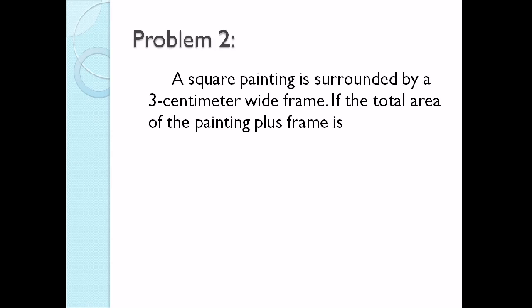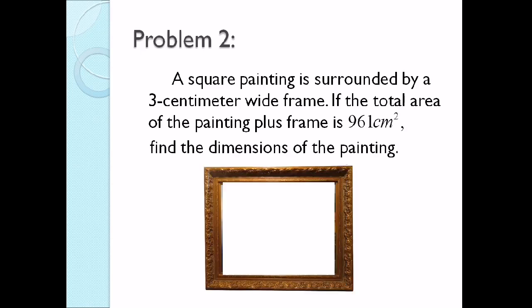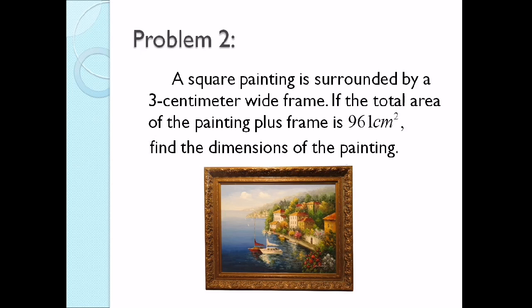A square painting is surrounded by a 3 cm wide frame. If the total area of the painting plus frame is 961 square centimeters, find the dimensions of the painting. Again, a square painting is surrounded by a 3 cm wide frame. If the total area of the painting plus frame is 961 square centimeters, find the dimensions of the painting.